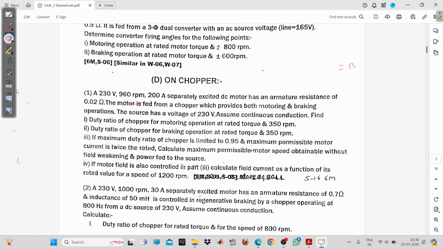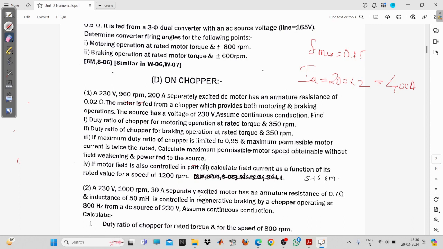So delta max is given. Delta max will be equal to 0.95, and the maximum permissible motor current is twice the rated. So the IA value will be equal to 200 into 2, because that's twice the rated motor current, so 400 ampere is the value.